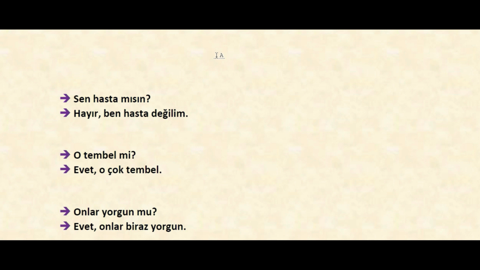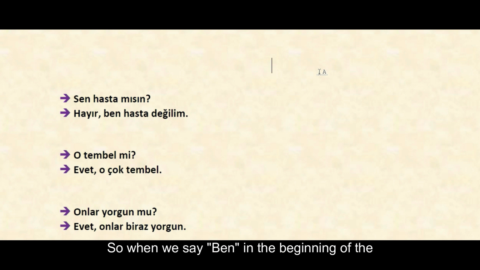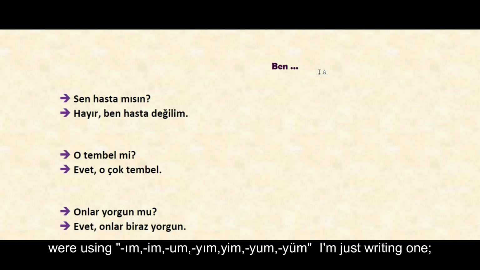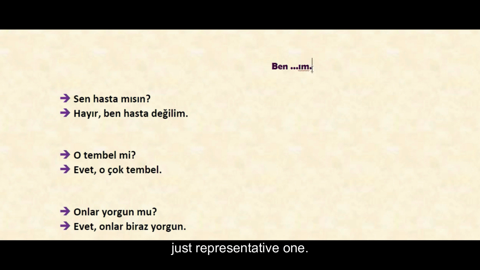Then let's get started. Let's remember the personal suffixes first, because we said that when we use the personal pronouns or subject pronouns in the sentence, we have to come with personal suffixes automatically. So when we say ben in the beginning of the sentence as subject of the sentence, we were using im, yim, yum. I'm just writing one, just a representative one. Or sen, blah blah, sın.